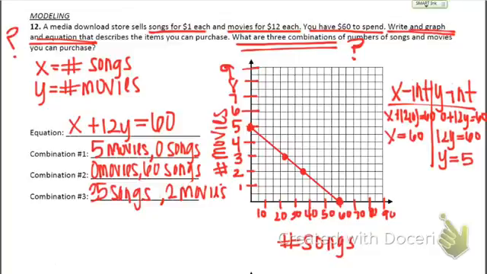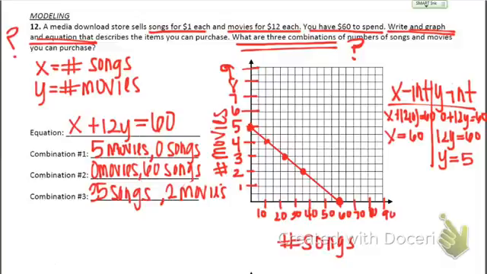Did anybody figure out if I bought 4 movies, how many songs I could get? It's either 10 or 11. It's somewhere really close to there. I think it might be 11 or 12 songs. Okay? But basically the idea here is that the line represents all possible combinations that you can purchase.